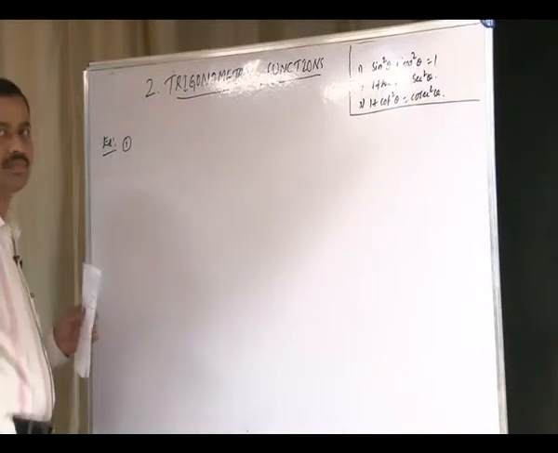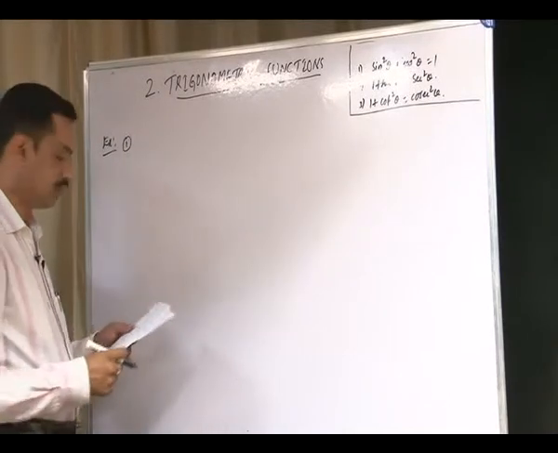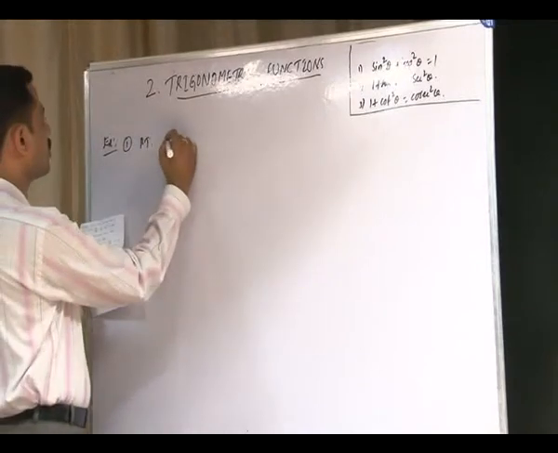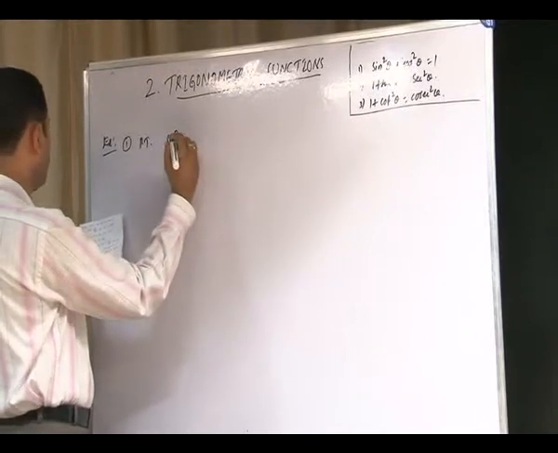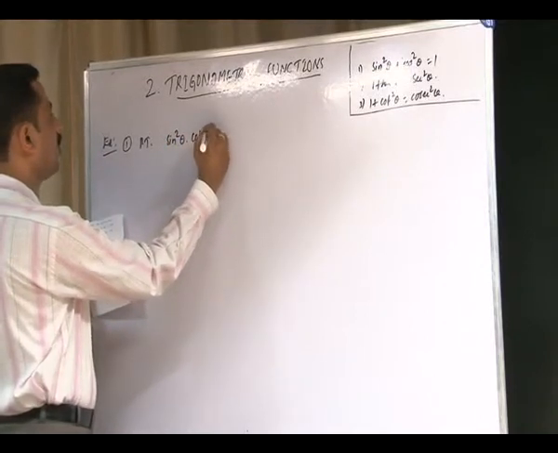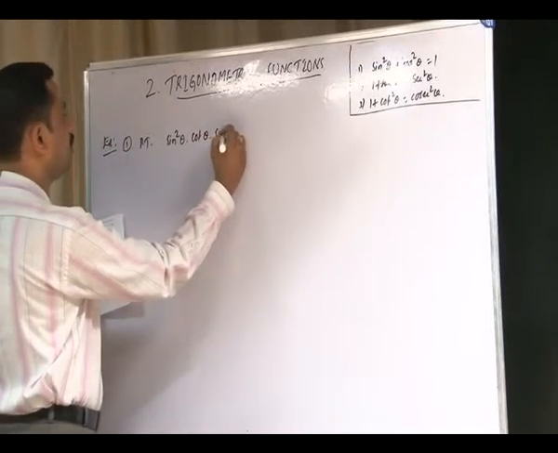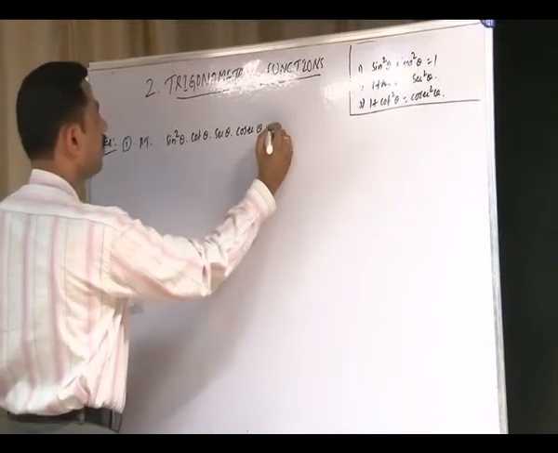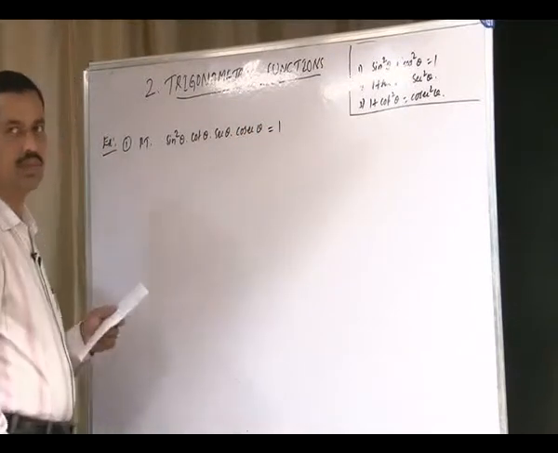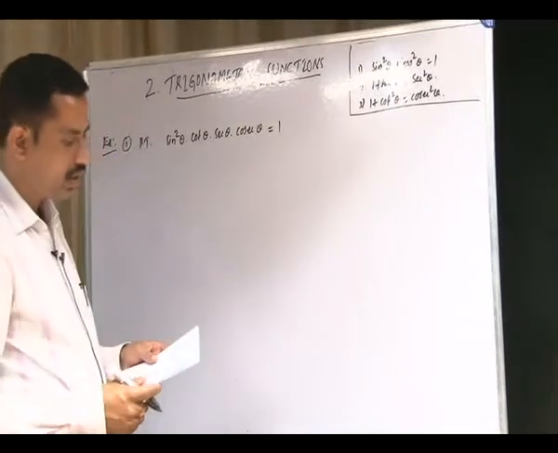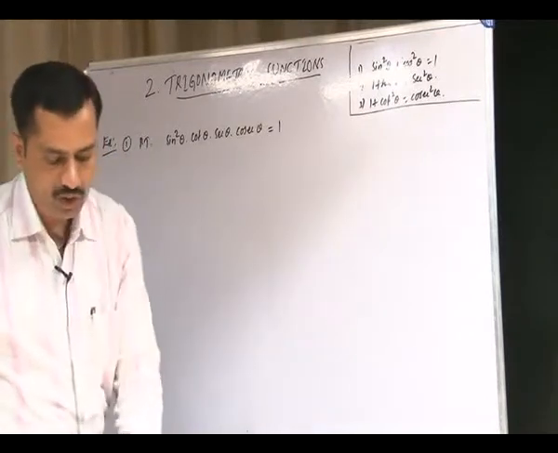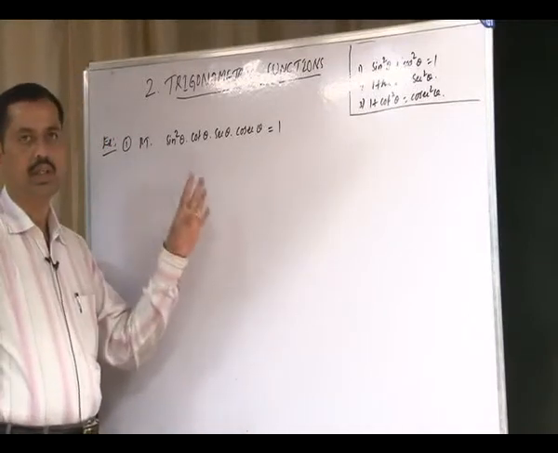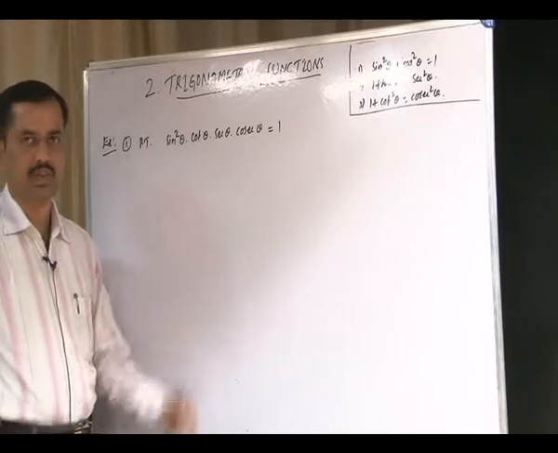First one, prove that sin square theta into cot theta into secant theta into cosecant theta is equal to 1. First one, prove that sin square theta into cot theta into secant theta into cosecant theta is equal to 1. So when they ask to prove that or show that, in any such problem, you just have to prove that the left hand side is equal to the right hand side.